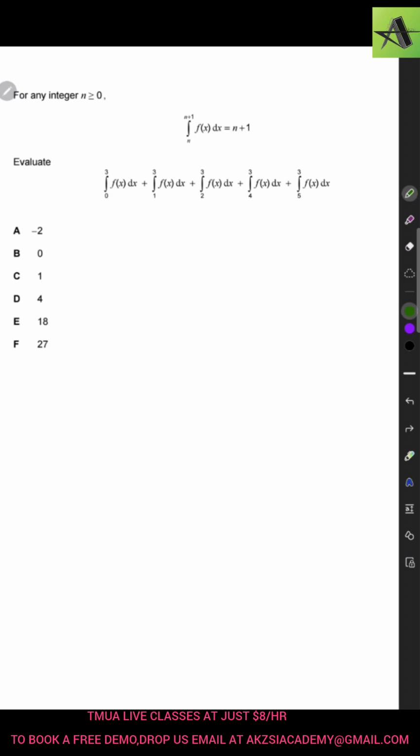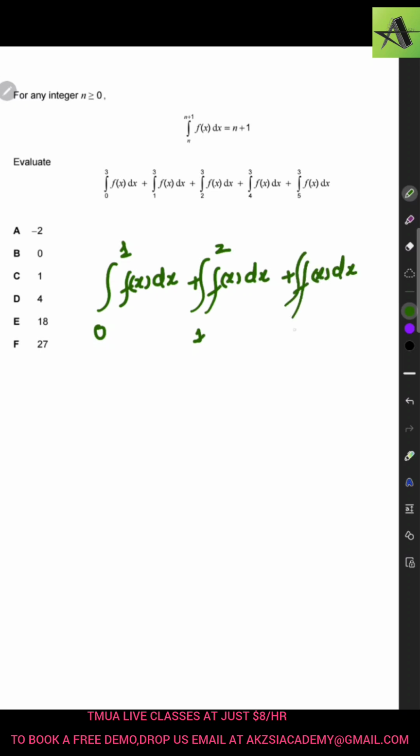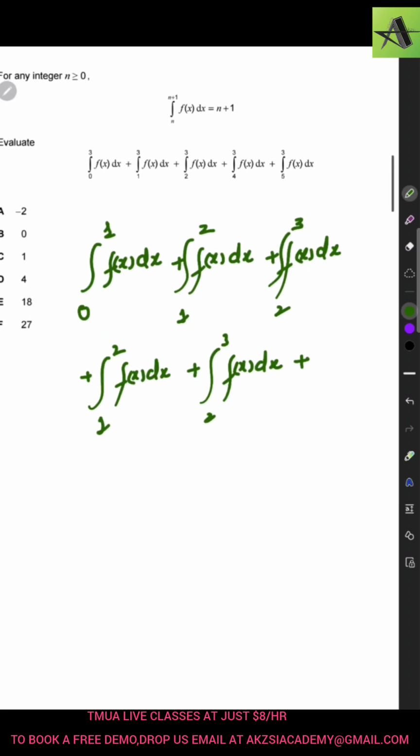That means the integral of f of x from 0 to 3 can be written as the integral of f of x dx from 0 to 1 plus from 1 to 2 plus from 2 to 3. 0 to 3 can be split into these three integrals. Similarly, I can split this one as well: plus f of x dx from 1 to 2 plus f of x dx from 2 to 3. This is already 2 to 3, so we don't have to worry about this. We don't need to split it up.